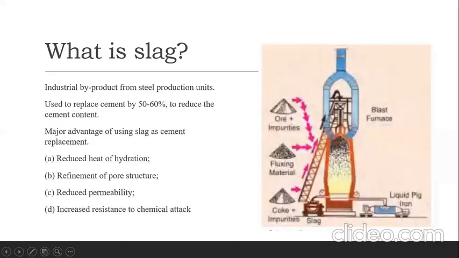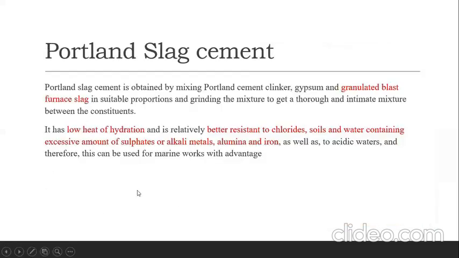The slag which comes out as a byproduct from the steel unit is called ground granulated blast furnace slag. This type of slag is used as a source material in the cement manufacturing process, where nearly 50 to 60 percent of the cement is replaced with it. The main advantages are that the slag reduces the heat of hydration, and lowering the heat of hydration reduces the risk of shrinkage issues. In addition, adding slag provides higher resistance to chloride and sulfate attacks.